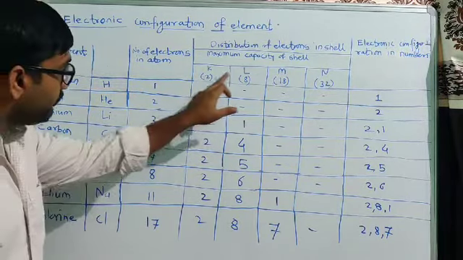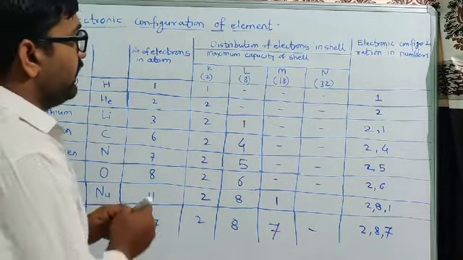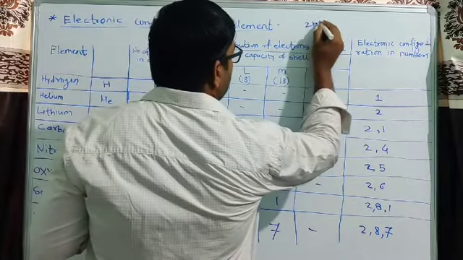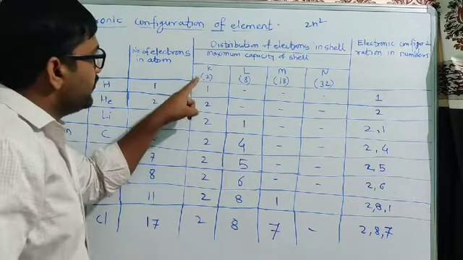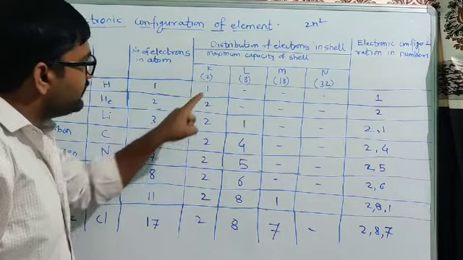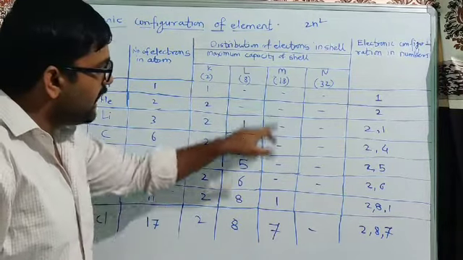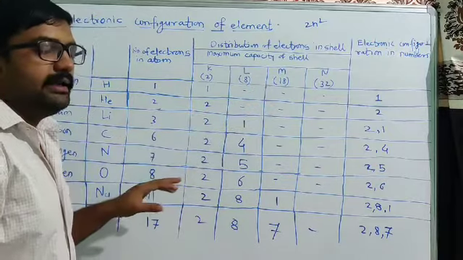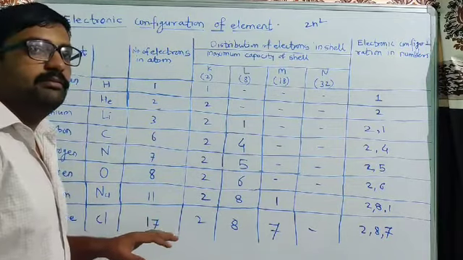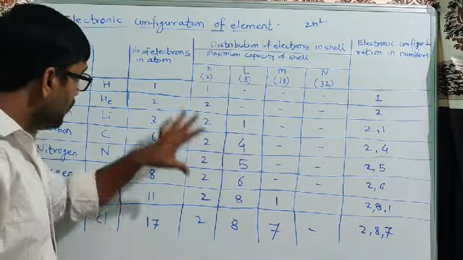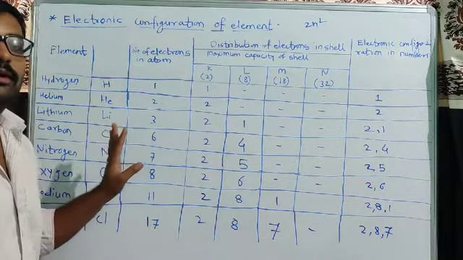But you have to know the maximum capacity of each shell, which can be calculated using the formula 2n square, where n is the shell number. K is the first shell, and 2 is the maximum capacity of the K shell. L is the second shell, and its maximum capacity is 8. M is the third shell, and 18 is its capacity. N is the fourth shell, and 32 is its maximum capacity. This is how we write the electronic configuration of a particular element.